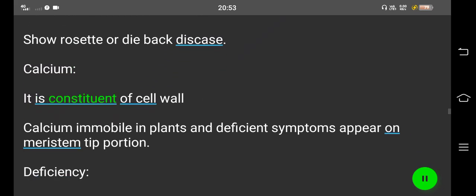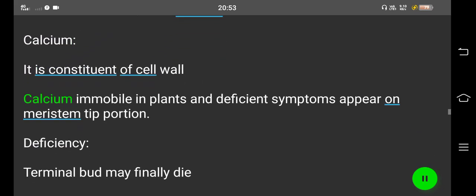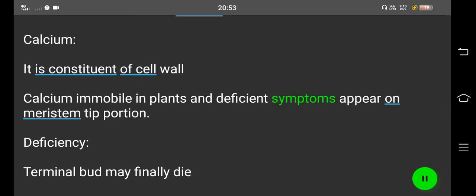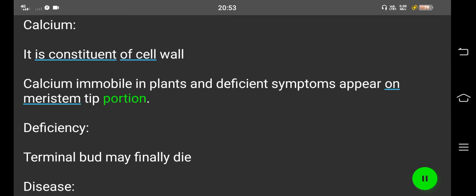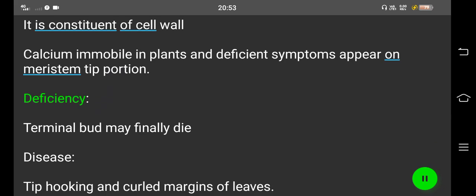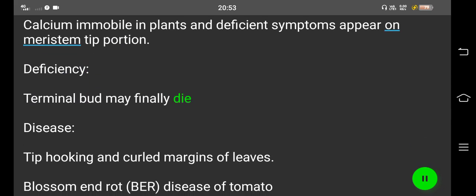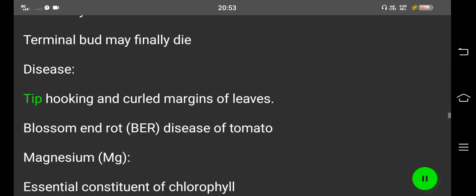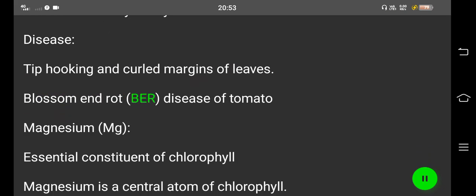Calcium. It is a constituent of the cell wall. Calcium is immobile in plants and deficiency symptoms appear on the meristem tip portion. Deficiency: the terminal bud may finally die. Disease: tip hooking and curled margins of leaves. Blossom end rot, a disease of tomato.